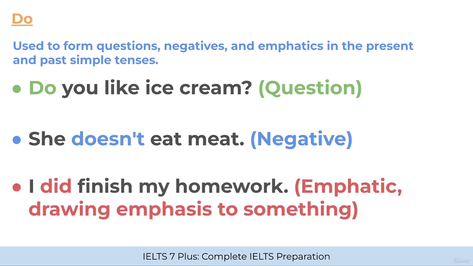And another one, I did finish my homework. So that's an emphatic sentence, drawing attention to the fact that, yes, the subject here, I did, in fact, finish my homework. Maybe it was against all odds. Maybe it was unexpected. So there's the emphasis there. Okay, so do is quite flexible in its different forms, and you see it come up in various different sentences here. So good to be familiar with do.